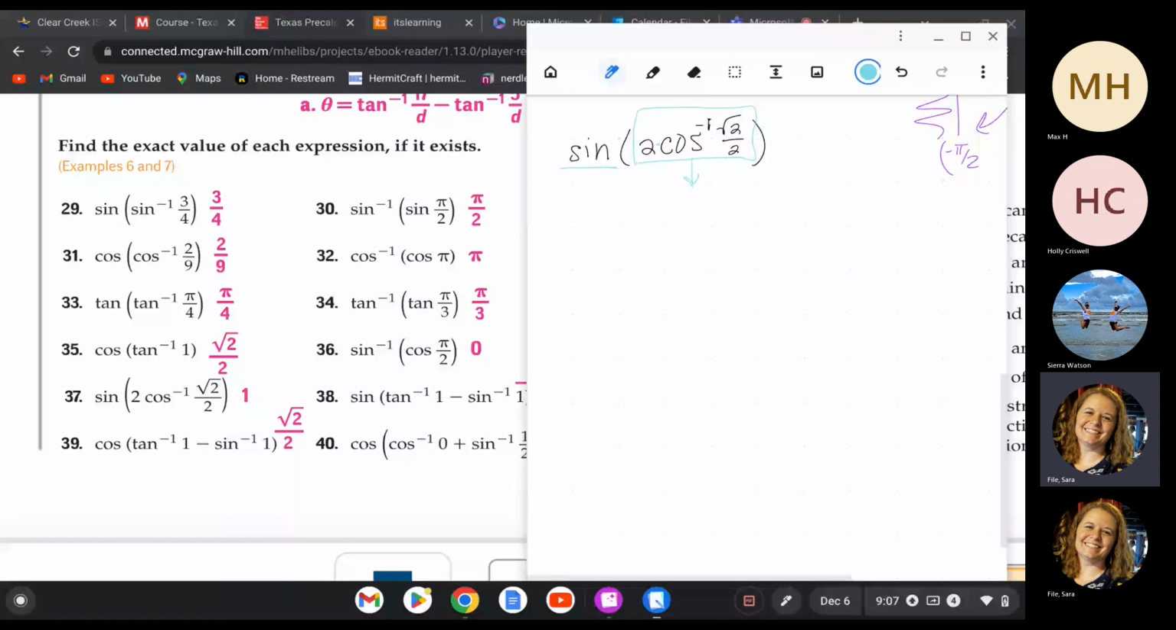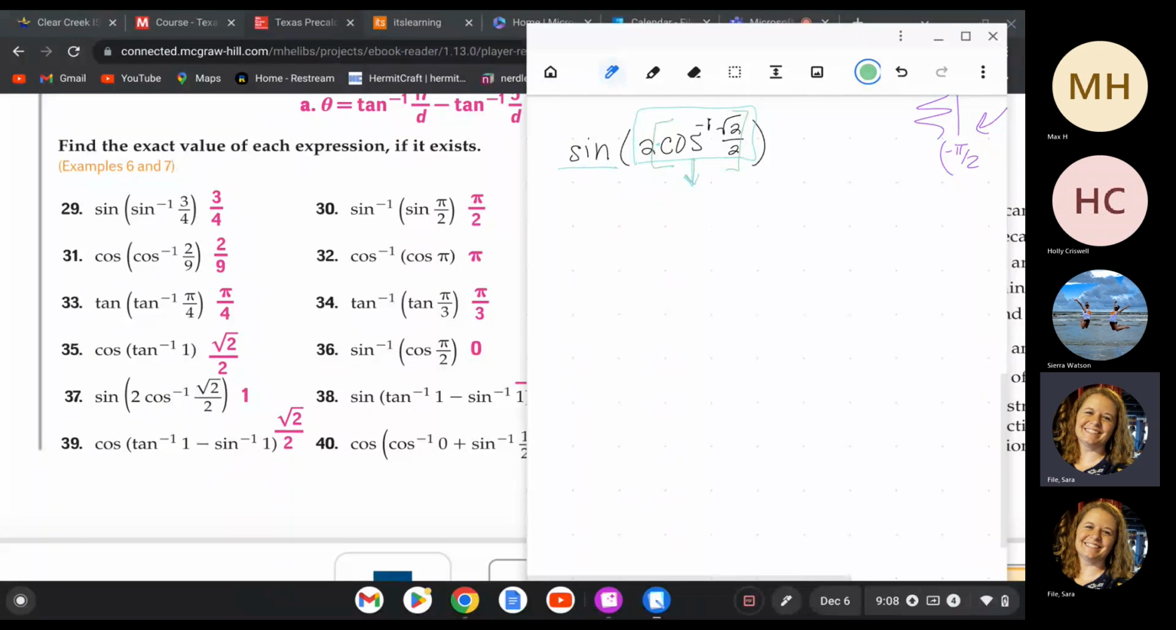So I'm going to solve this. If you do order of operations, you would do your trig function first. So I'm going to do inverse cosine of root 2 over 2. So that is asking, let me get a different color that cuts off that 2. I'm actually going to do that first, then multiply by the 2, and then worry about the sine.